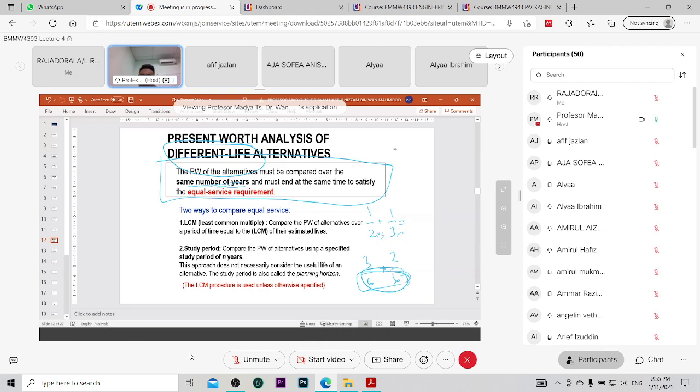Okay, tak apa, kita tengok contoh. In these problems, present worth analysis of different life alternatives. LCM, least common multiple: compare the PW of alternatives over a period of time equal to the LCM of their estimated life. Second one, study period: compare the PW of alternatives using a specific study period of n years. Okay, kita tengok contoh.